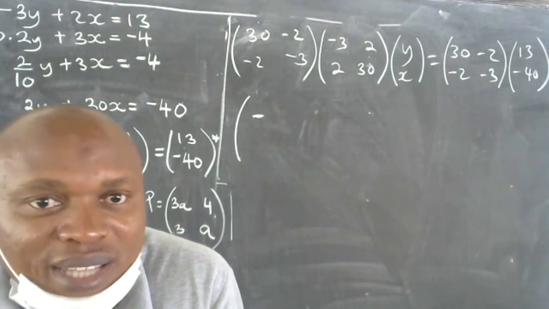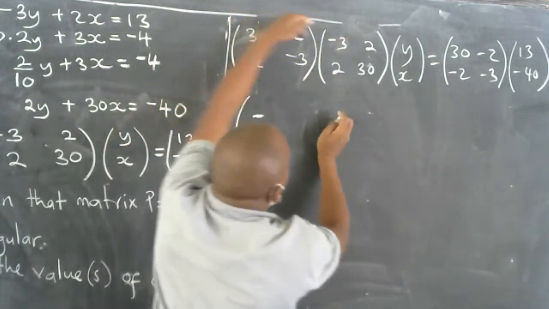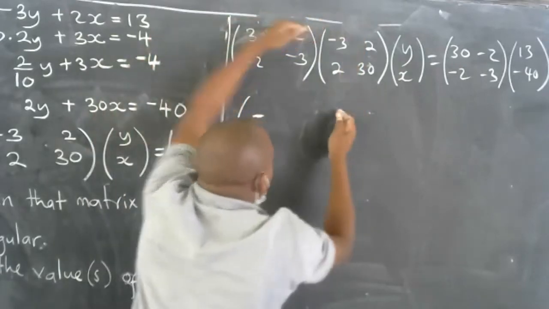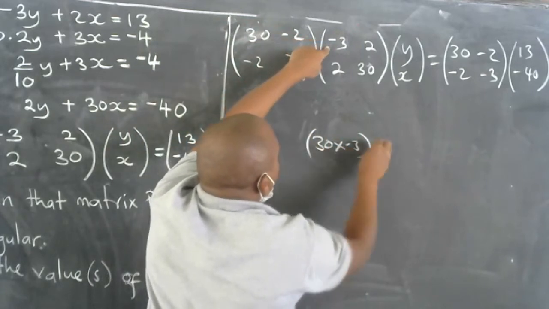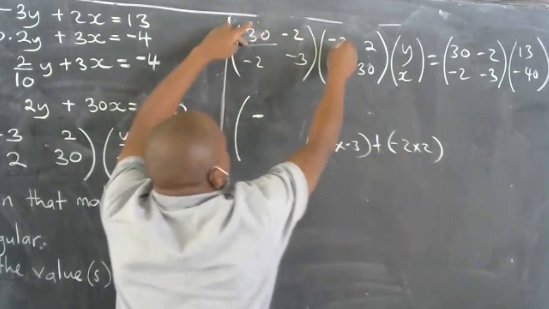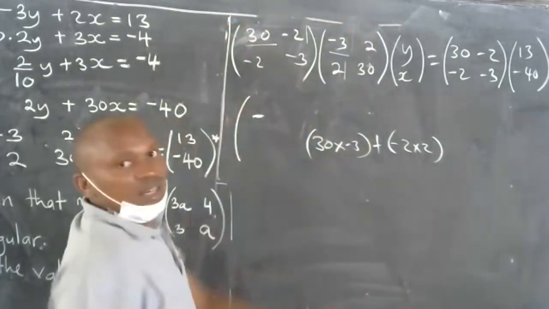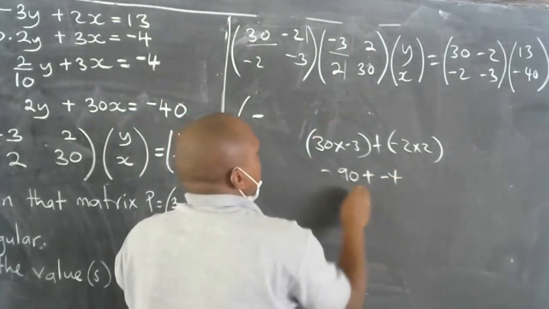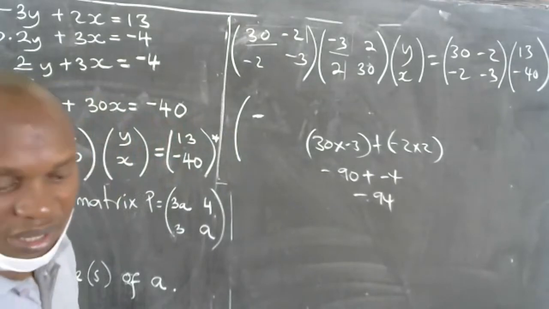You didn't multiply. 30 times negative 3. You say row by column. Row by column. So this is 30. 30 times negative 3. Then negative 2 times 2. This one goes with this, and this goes with this. Like you move like this and this. You are following that? Negative 90. Plus negative 4, negative 94. Did you get negative 94 anywhere?